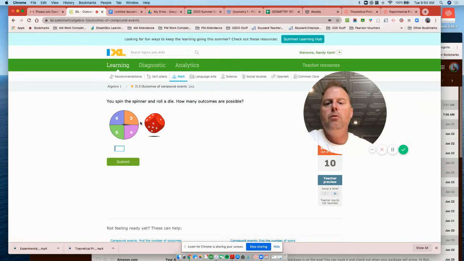You spin the spinner and roll a die. How many outcomes are possible? Well, if I look at the spinner, I've got 4 possibilities. And if I look at the die, I've got 6. So I'm going to take 4 events times 6, because you could have a 3 with 1, 3 with 2, 3 with 3, 3 with 4, et cetera. Repeat the same thing with the 4 and whatever. So that would be 24 unique possibilities.